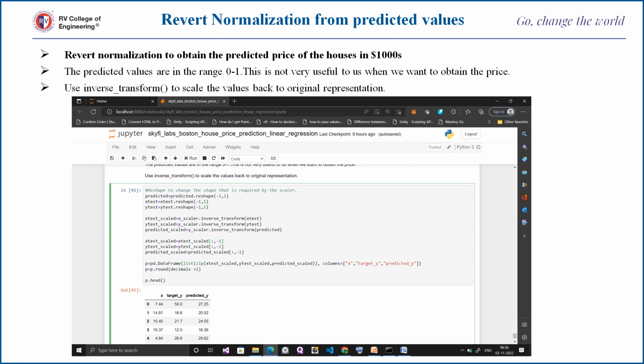Now reverting the normalization from the predicted values, that is making the unit of the house prices from 0 to 1 to thousands of dollars. The predicted values are in the range of 0 to 1. This is not very useful to us when we want to obtain the price. We use the inverse transform function to scale the values back to the original representation.